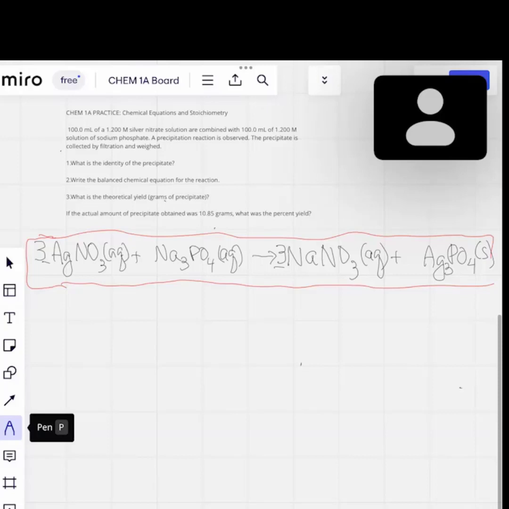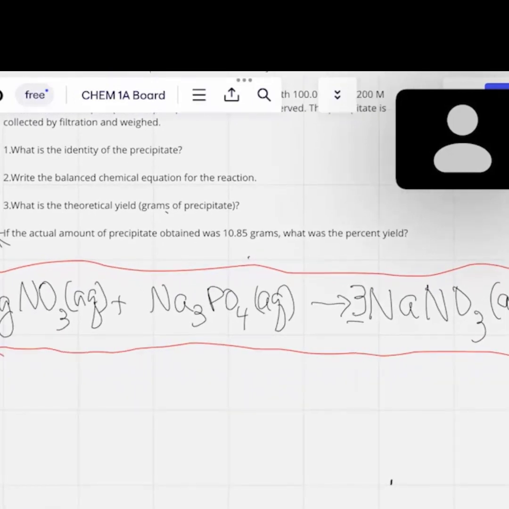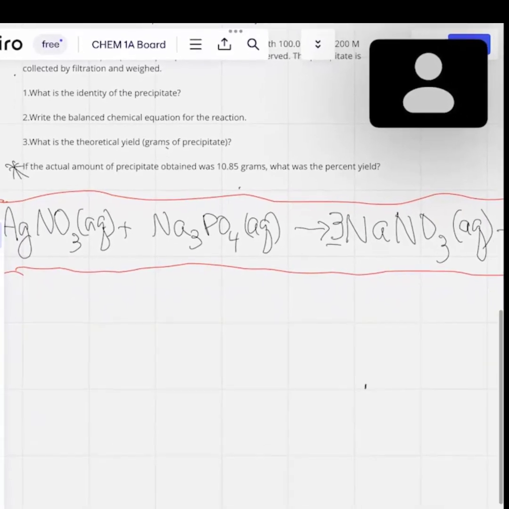Okay, we have one more question. Sorry that I forgot to put a number on it, but it's this one over here. If the actual amount of precipitate obtained was 10.85 grams, what was the percent yield? So remember that ultimately, if you are doing this kind of work, there's always a goal in mind. You have to produce something, and you want to say, is the process that I used the most efficient? Am I getting a good yield for what I do?